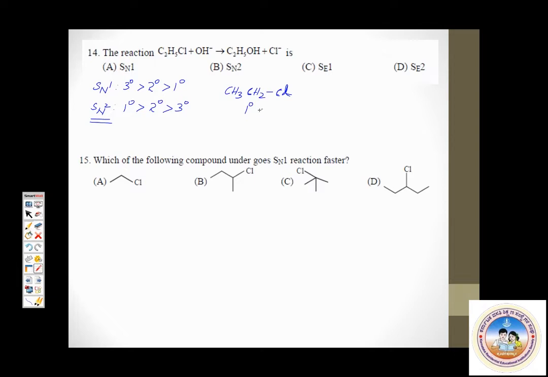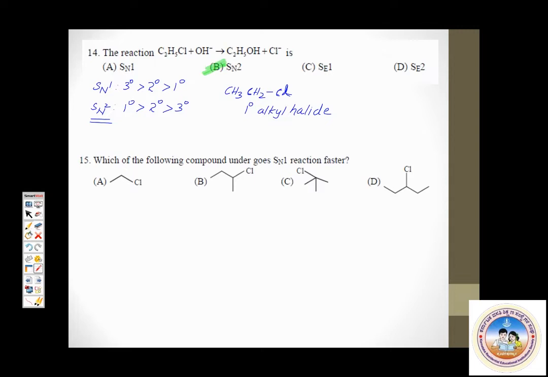So our correct answer, I'm sure all of you would have guessed it right. Option B, SN2 mechanism. Yes, that is question number 14. Now coming to question number 15. Okay, question number 15 is very similar to question number 14, but here we have to find out among the 4 compounds given in the 4 options, which compound undergoes SN1 mechanism faster.